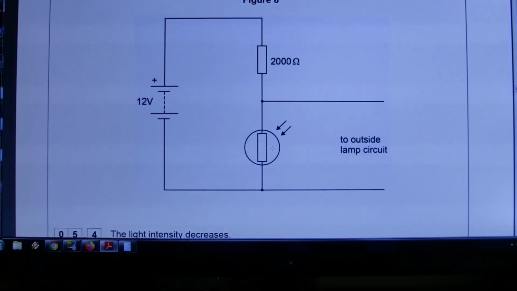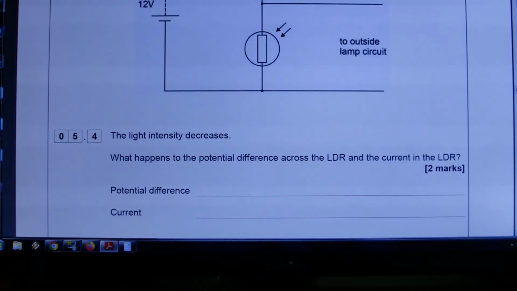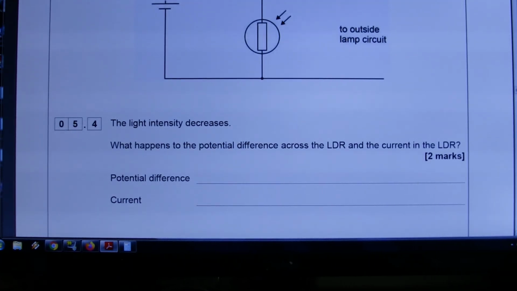If this is 2000 and this is 6000, this is 1/4 of the total resistance. So 1/4 of the voltage here, 3 volts, and 9 volts across here going to the outside lamp circuit. Light intensity decreases. What happened to the potential difference across the LDR and the current in the LDR? The potential difference will increase and the current will decrease because the current is getting diverted this way.